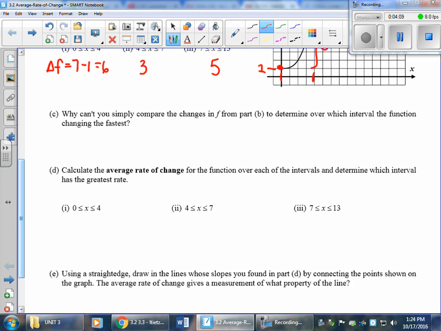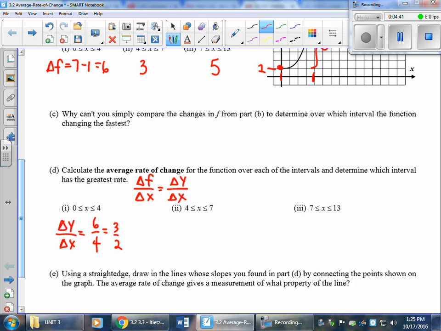You guys know that because that is basically our slope formula. Our change of f over our change of x, because the change of f is the change in y. So this is the same thing as the change in y over the change in x. So if we look at the first interval, the change in y over the change in x is equal to 6 over 4, which is equal to 3 over 2.